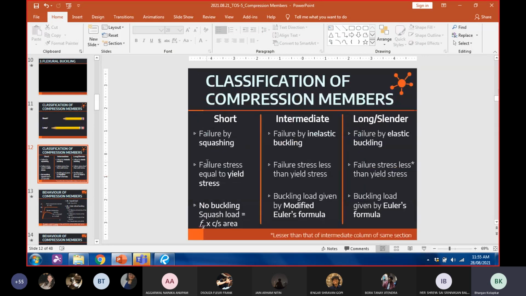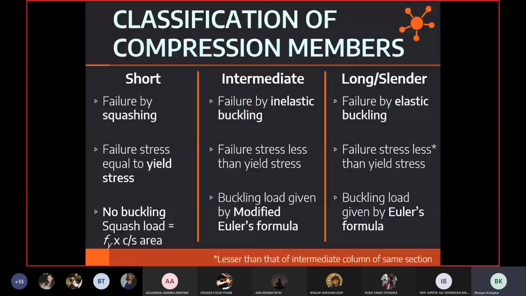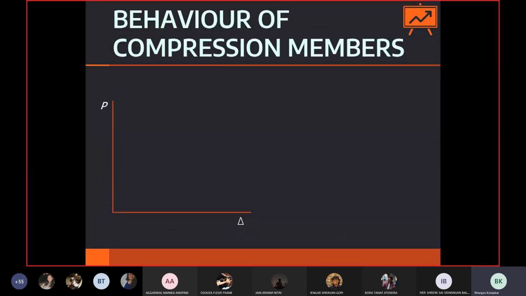If you think that this is very confusing, as of now you can just focus on short columns and long or slender columns because that is what you're going to look at. If after understanding these properly, you still need a better understanding of this, just let me know. We'll find a different way of looking at this. So any questions?